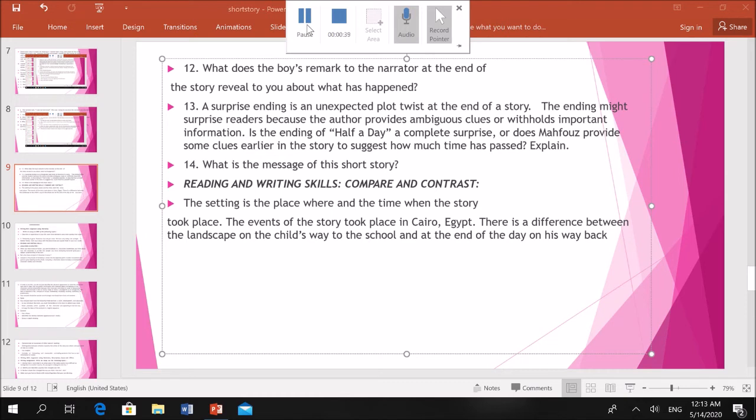Number 13. A surprise ending is an unexpected plot twist at the end of a story. The ending might surprise readers because the author provides ambiguous clues or withholds important information. Is the ending of Half Day a complete surprise, or does Mahfouz provide some clues earlier in the story to suggest how much time has passed? Explain.